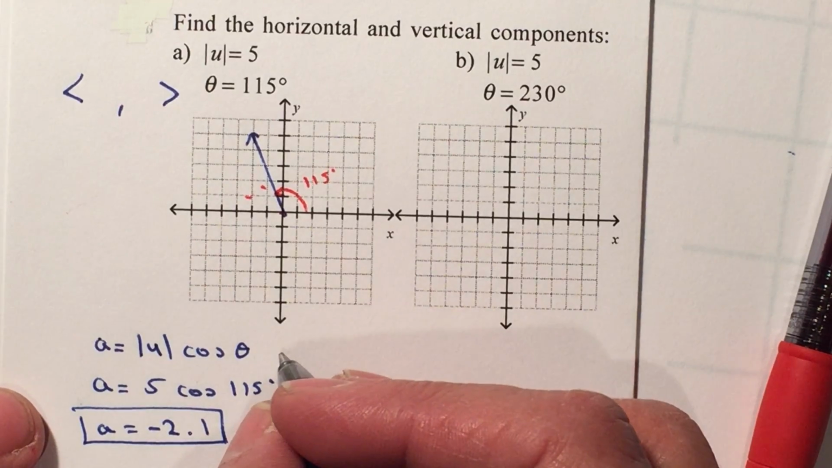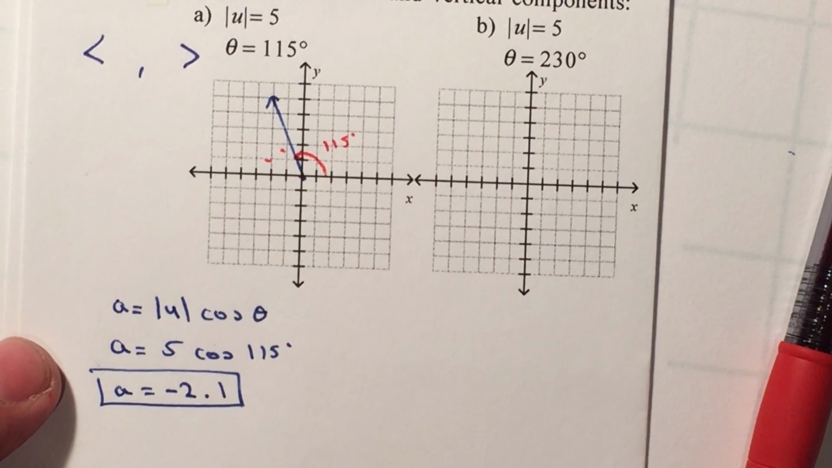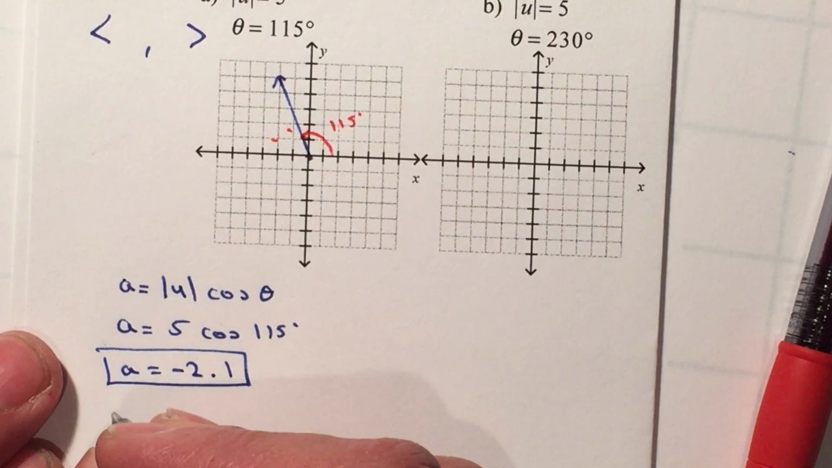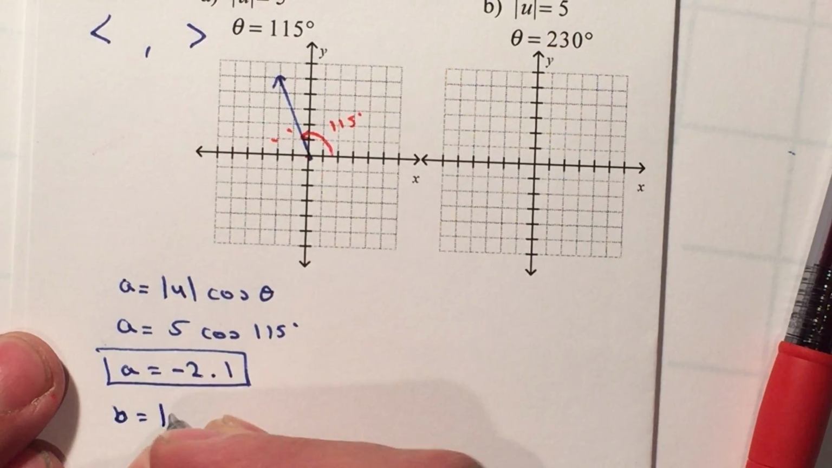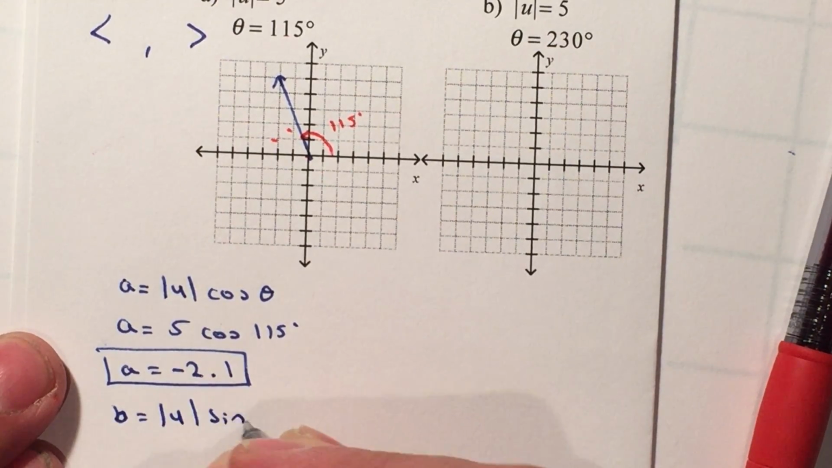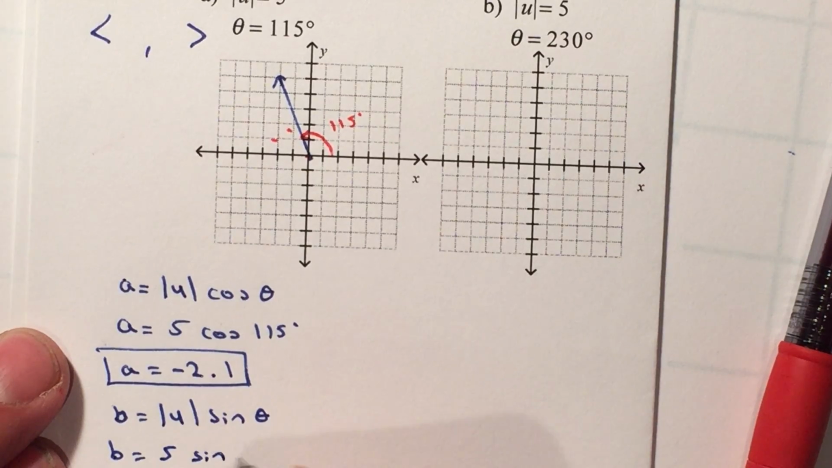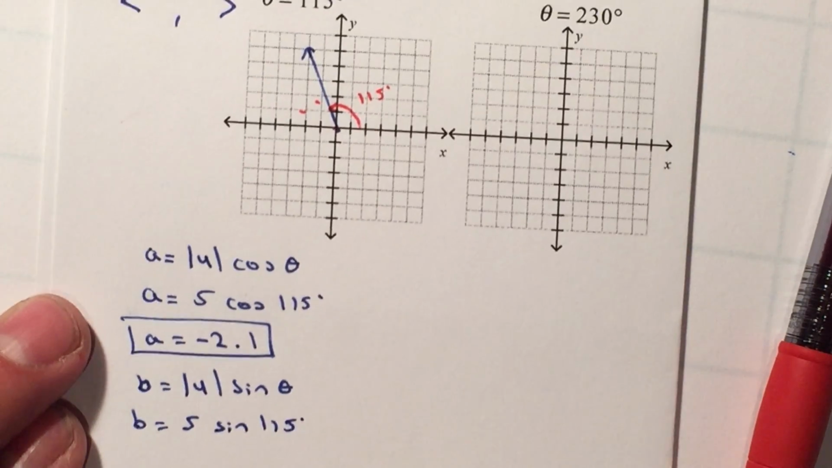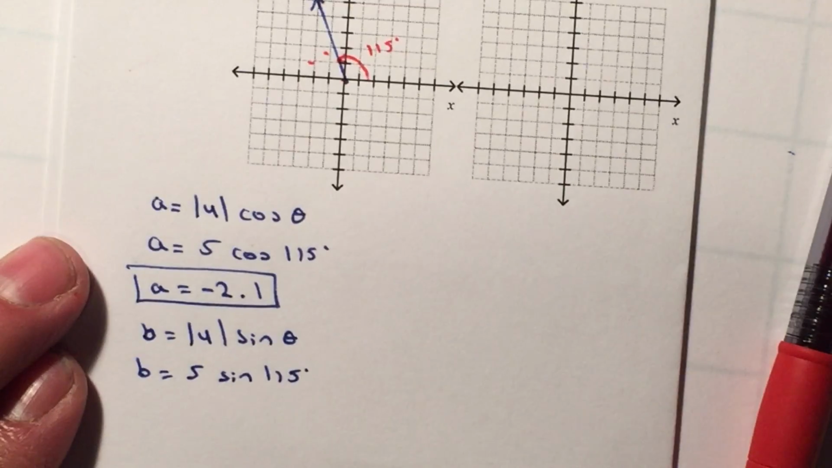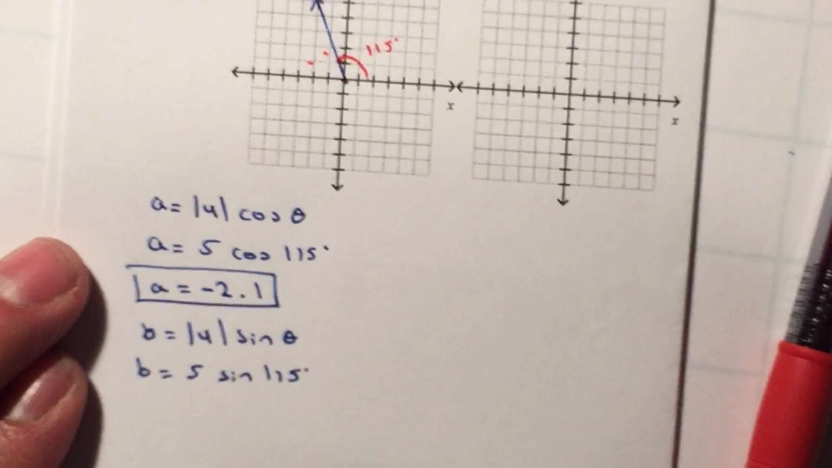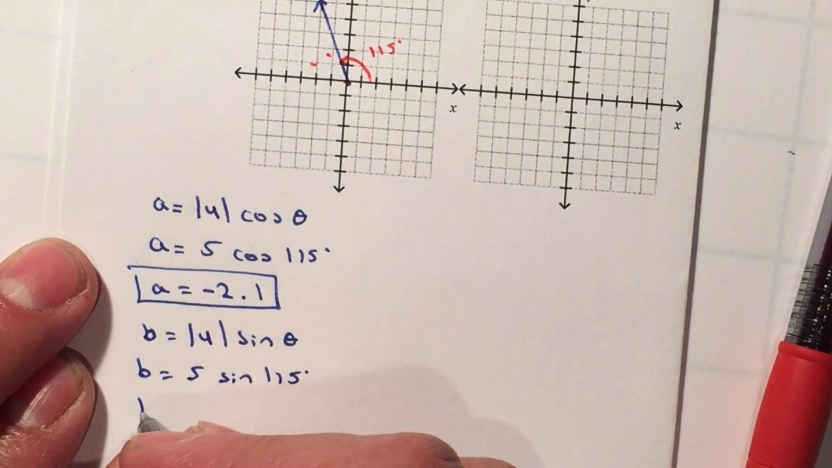And now to be able to find the vertical, B is equal to the magnitude and the sine, since we're looking for the vertical. So in this case, B will be equal to 5 multiplied by the sine of 115 degrees. So 5 multiplied by the sine of 115 degrees will give you 4.5.